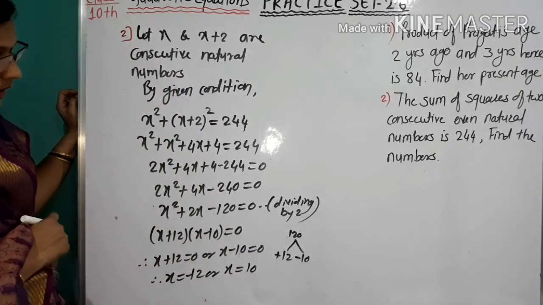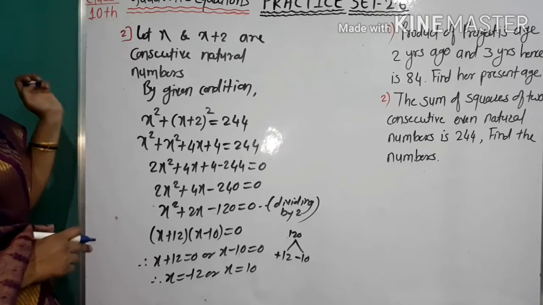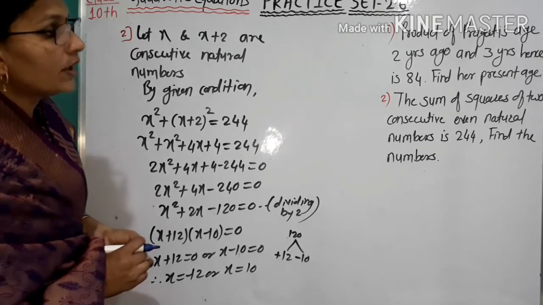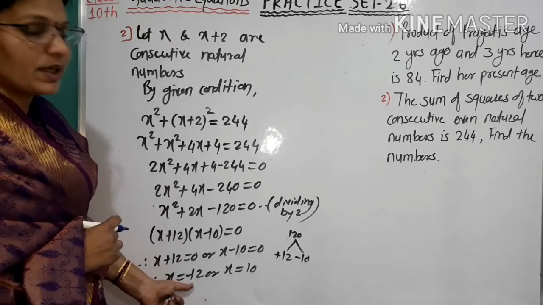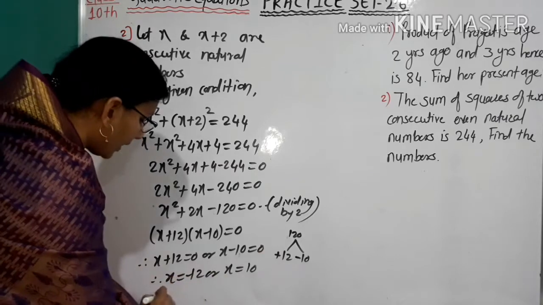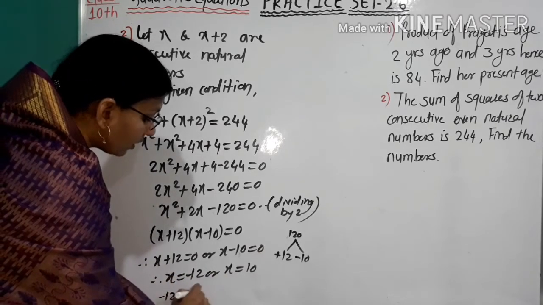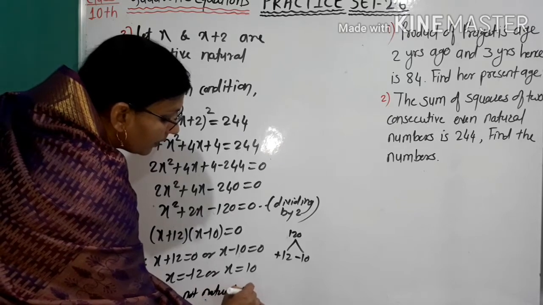Two values of x, minus 12 and 10. But given that the numbers are even natural numbers, x equal to minus 12 is not a natural number. So minus 12 is not a natural number.